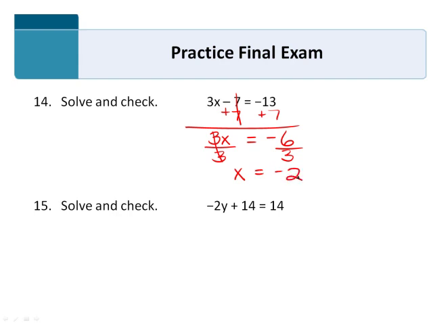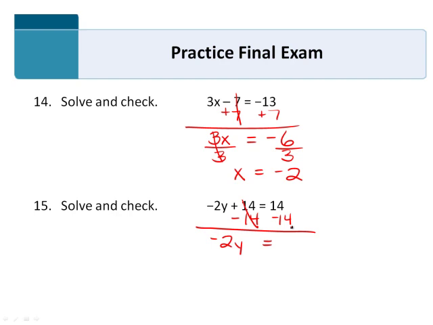Number 15, we have negative 2y plus 14 equals 14. So we're going to start by getting rid of the 14 that's on the same side with the variable. So I'm going to subtract 14 from both sides. So negative 2y comes down. The 14's cancel, and you have to be careful over here.